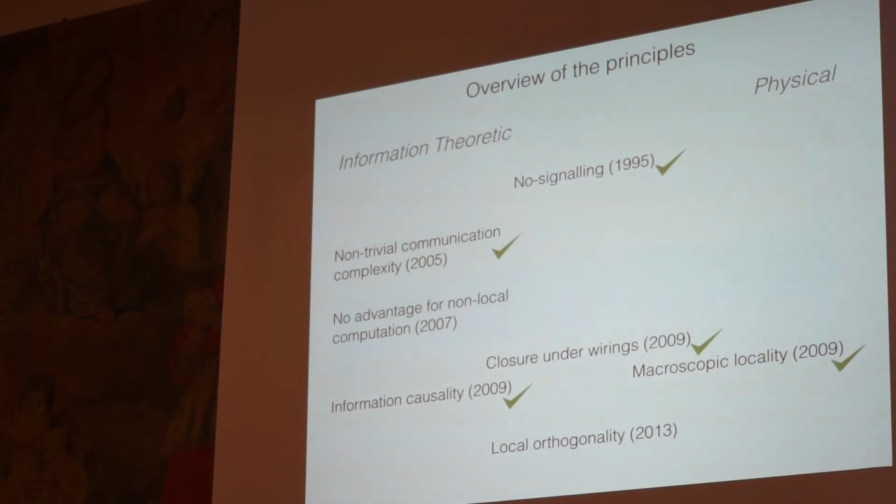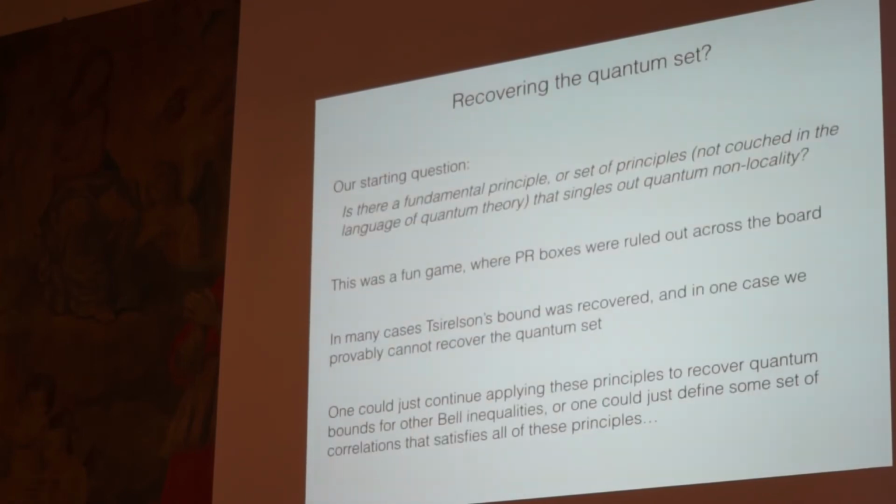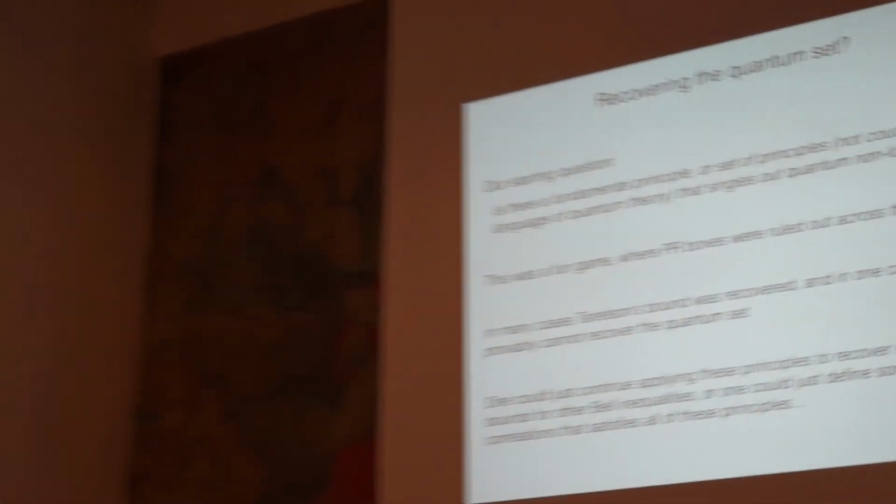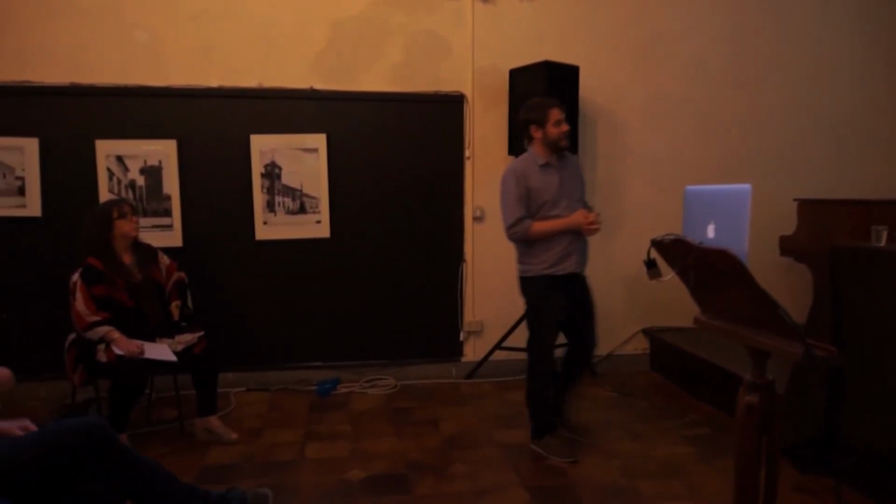Okay, so I've outlined some of these principles. Again, if you're interested in the other two that I've not mentioned, just ask me afterwards. So yeah, there was a period of years where people were coming up with principles, recovering Tsirelson's bound, and ruling out PR boxes. This was a very fun game that was played, and I quite liked it. And in some cases, we had that we could provably not recover the set of quantum correlations.